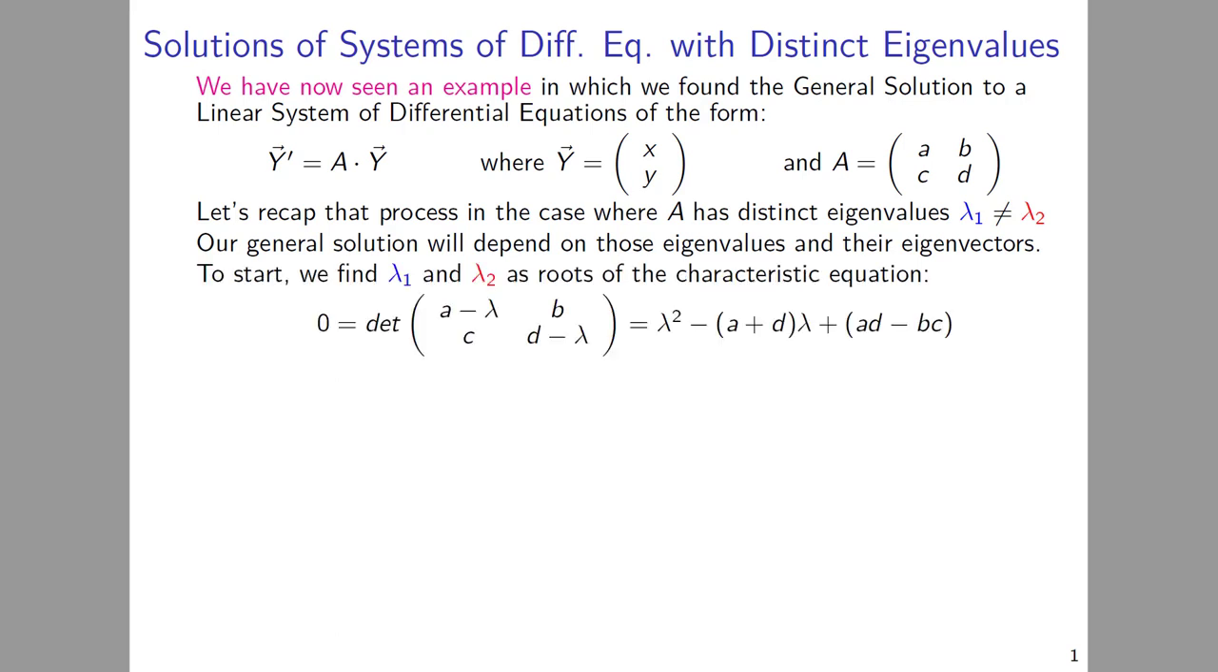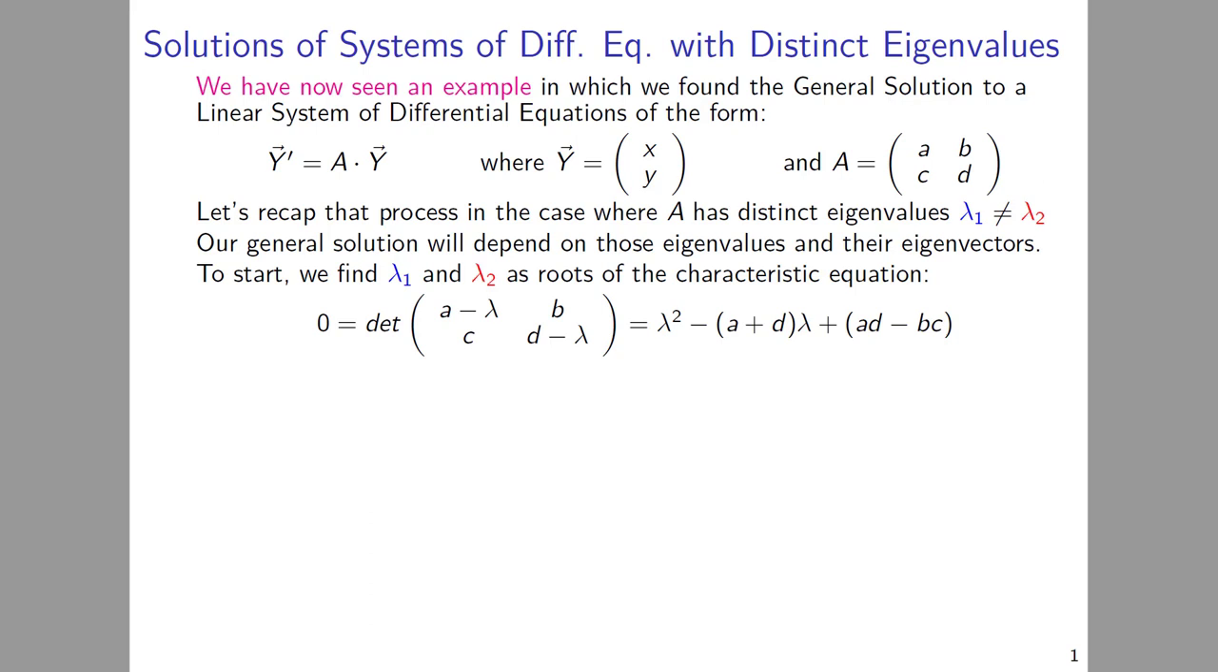To start, we find lambda 1 and lambda 2 as roots of the characteristic equation, which is given by 0 equals the determinant of our matrix A minus lambda I. That is, the determinant of [a minus lambda, b; c, d minus lambda], where we subtract lambda from the diagonal. When we compute this, we get lambda squared minus (a plus d) lambda plus (a times d minus b times c). So this gives us a quadratic equation, which we can solve either by factoring or using the quadratic formula.